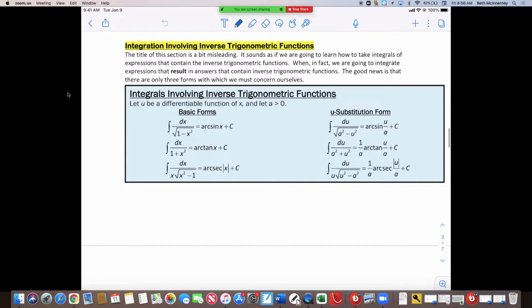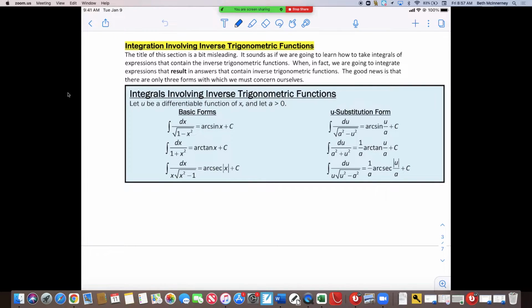So if you remember from our derivative units, if we had arc sine of x and we took its derivative, it was 1 over the square root of 1 minus x squared. When I had arc tangent x, or inverse tangent, and I took its derivative, it was 1 over 1 plus x squared. And when I had arc secant absolute value of x, its derivative was 1 over x times the square root of x squared minus 1. And then what I have on the right side are the u substitution forms.